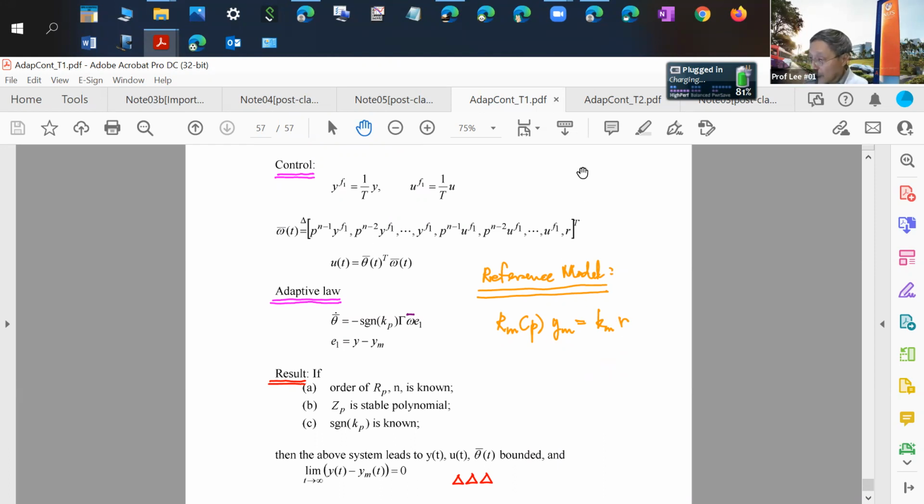And then along these lines, these results are guaranteed. In the entire state space, globally, the system remains bounded and the tracking error goes to 0. So let's prove that as we did last week.